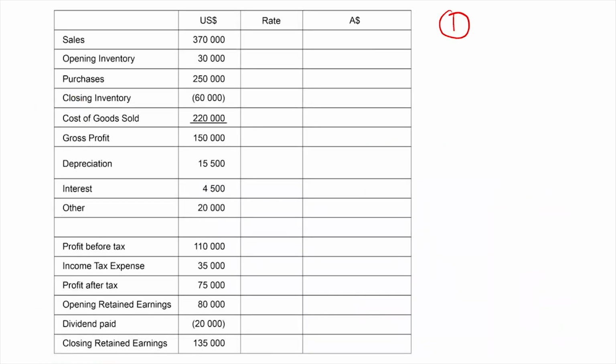So starting from the top, sales. According to the question, they were incurred evenly throughout the year. As a result, we are going to use the average for the whole year. The average for the whole year is 1.14. What I normally prefer to do is to write down all the rates before we do the translation right at the end.